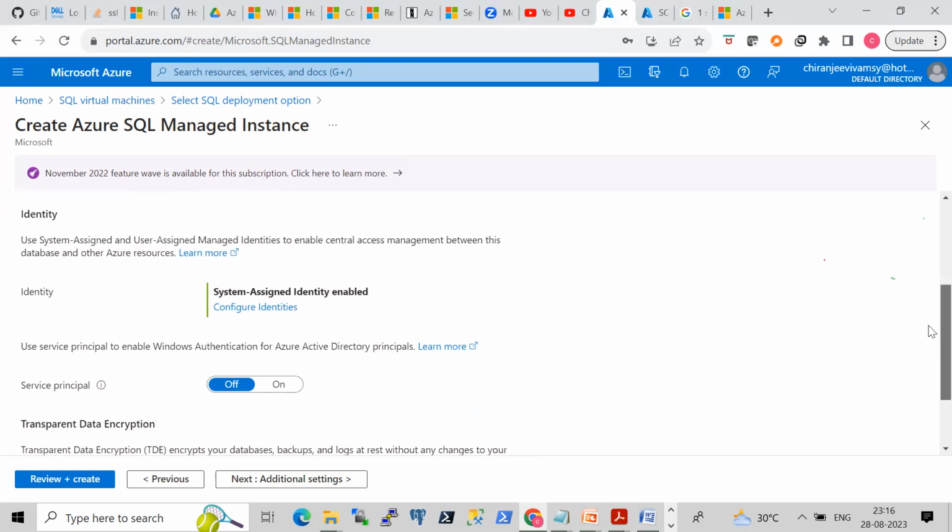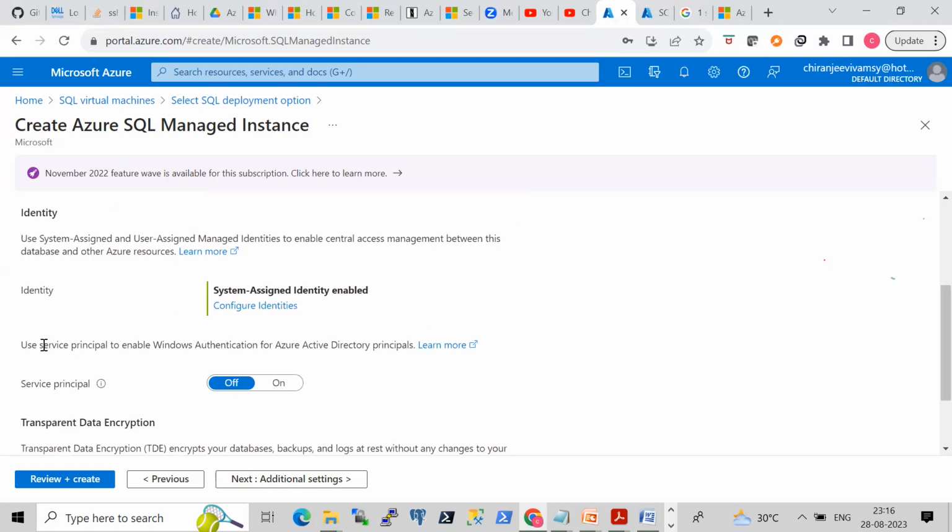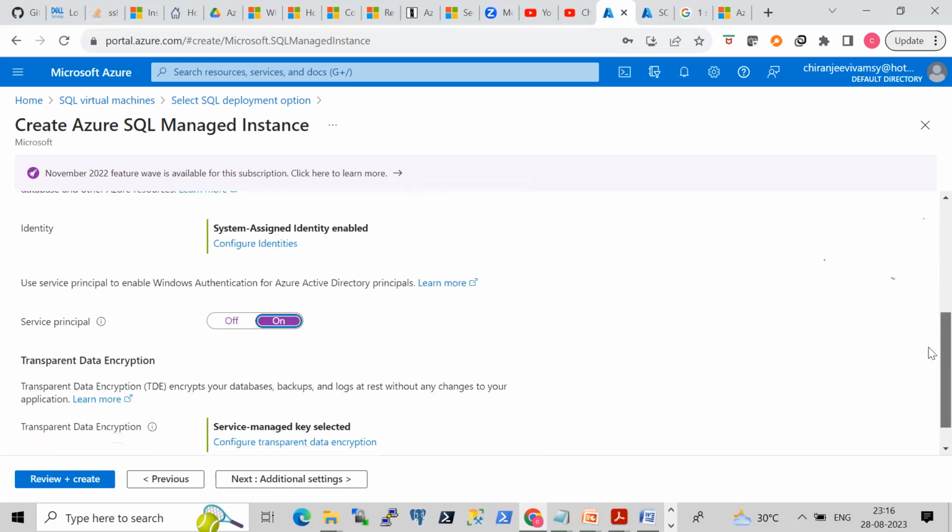Okay, this is very important. This is what I'm talking about: Windows authentication. If you want to have Windows authentication, you need to turn this on. I'll show you later. I'm just giving you a glance.